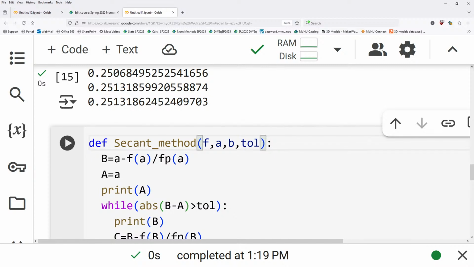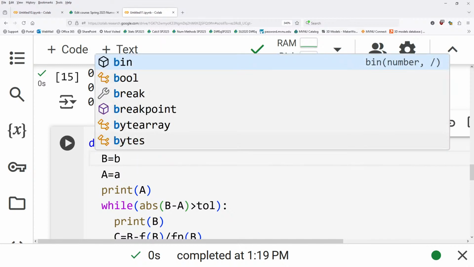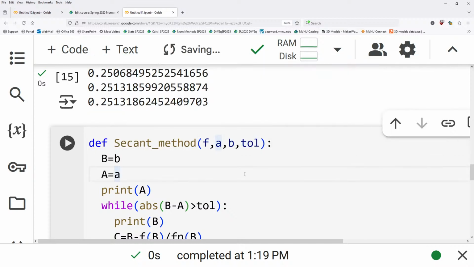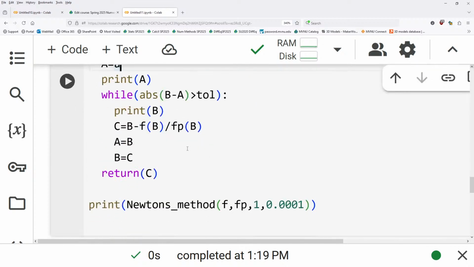So let's see. The differences are right here. So the B, let's see if I can get this right. Oh, I see what I did there. Let's escape. There's no sense in having an initial iteration, if you will, because I'm going to have A, B, and C. C will be the new thing. It'll look very similar to what we just had. Same thing: while the absolute value of B minus A is greater than the tolerance, we're going to print B just to keep track.